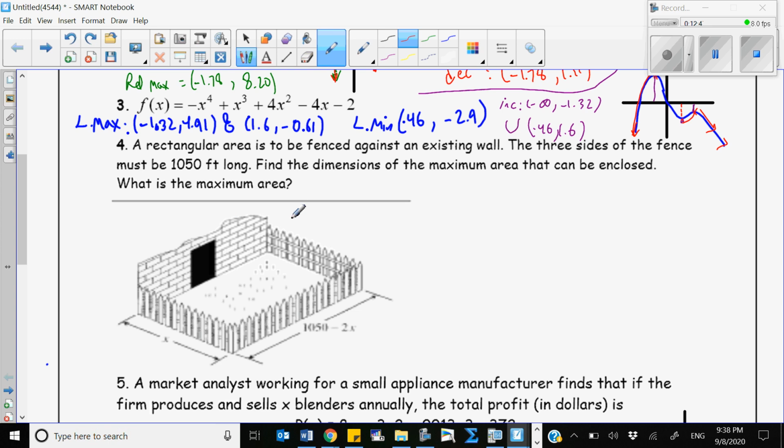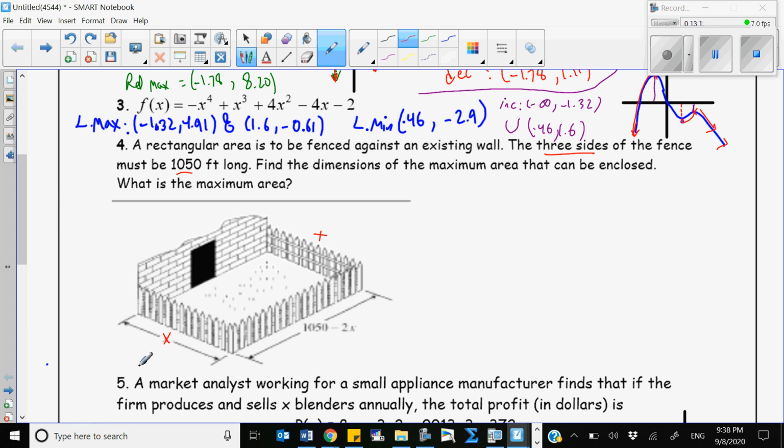Okay, so we have a rectangle here. One side is a wall, and the other three sides are going to be fenced. It's a rectangle, so whatever this side is, let's call that x. The opposite side over here is again x. All three sides should add up to 1050. That means this other side is going to be 1050 minus 2x.